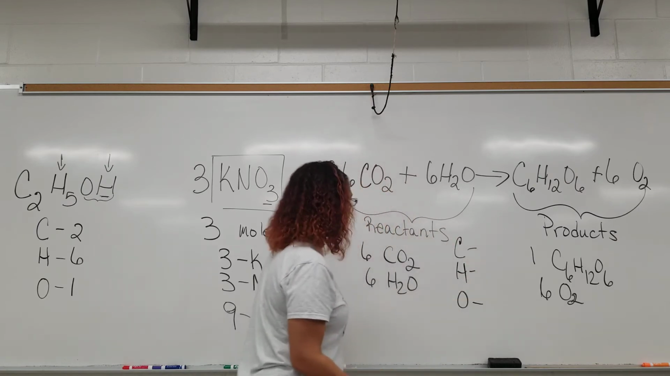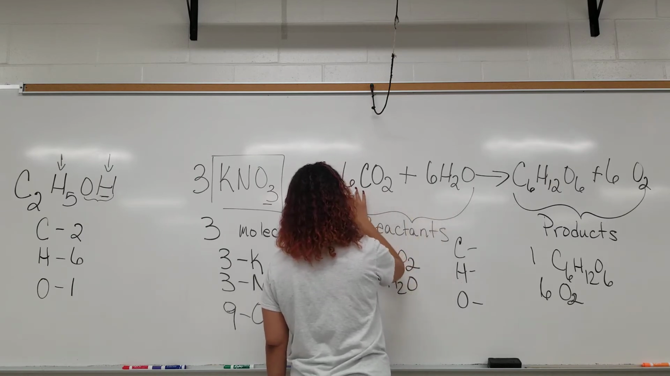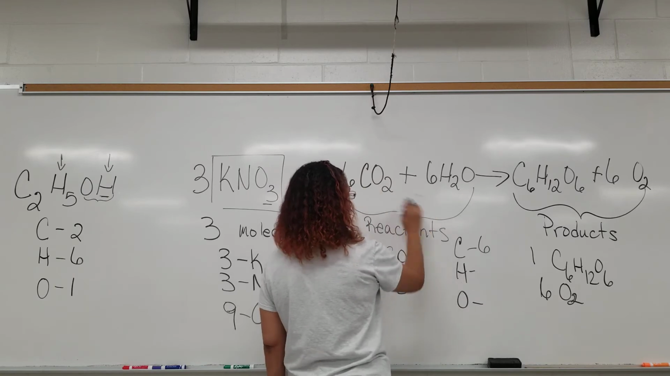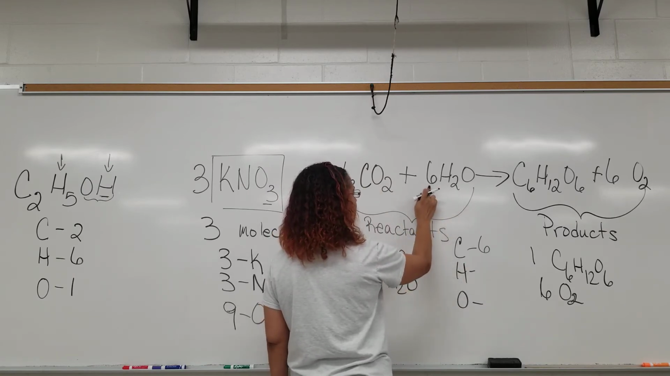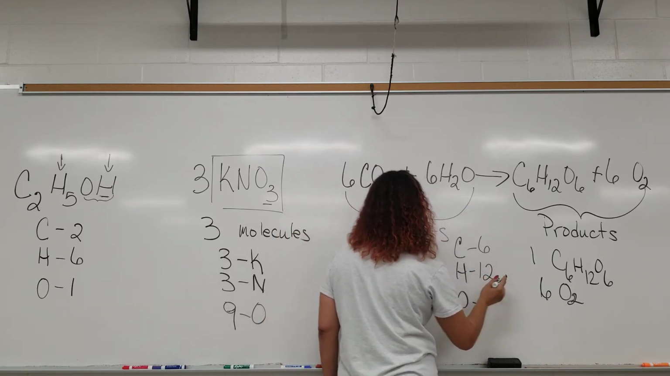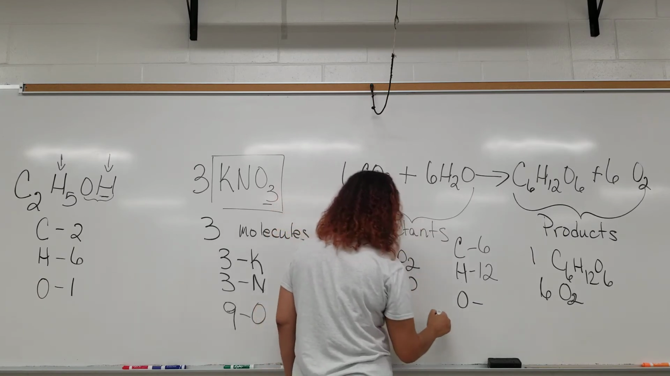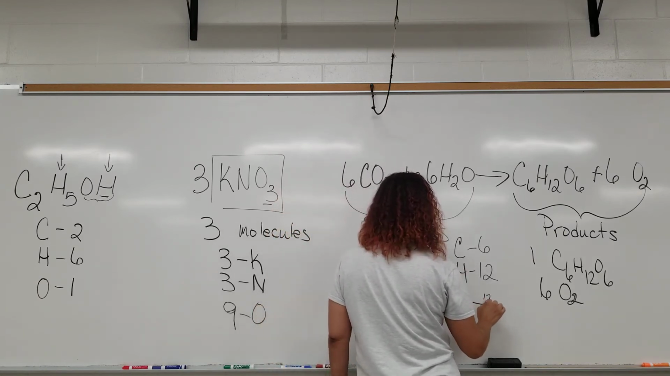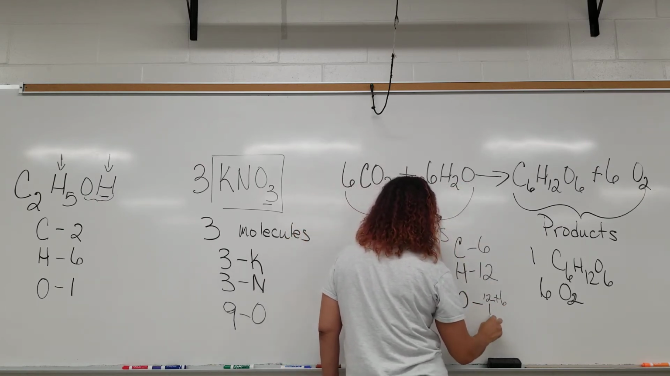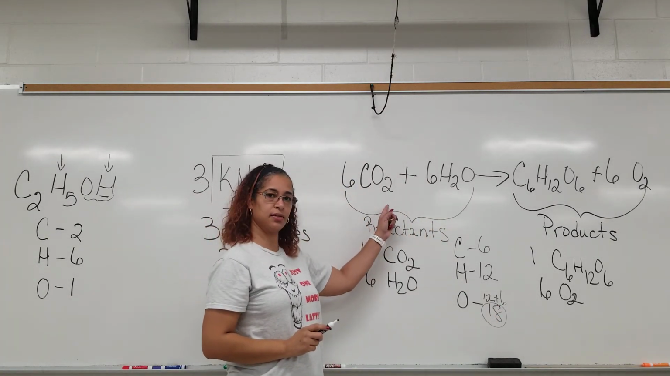On the reactant side, we have carbon here, there are no carbons here. So 6 times 1 is 6 carbons. The hydrogens are next, so we have no hydrogens here, so 2 times 6 is 12 hydrogens. And 6 times 2 is 12. And 6 times 1 is 6, so we have a total of 18 oxygens in the reactants.